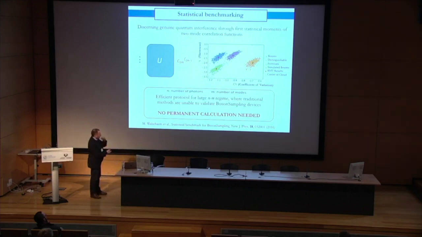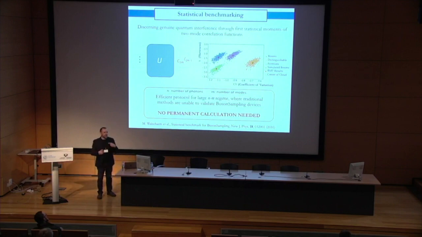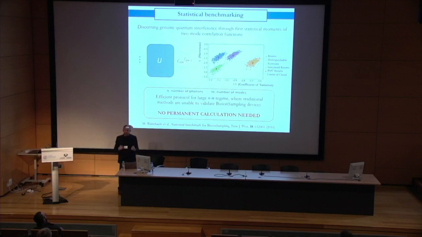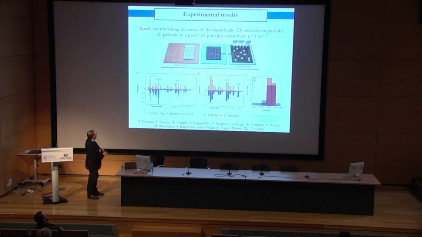So an interesting aspect of this approach is that you can then exploit random matrix theory, and you can then perform this classification without the need to calculate the permanent of your unitary evolution. This means that this approach can allow you a validation which is efficient from a computational perspective.